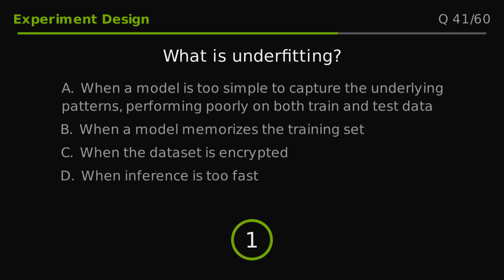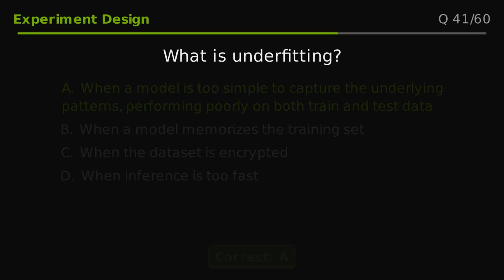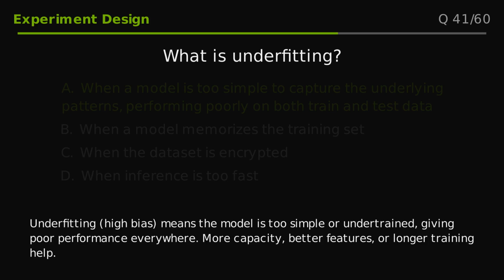The correct answer is A. Underfitting, or high bias, means the model is too simple or undertrained, giving poor performance everywhere. Lower capacity, better features, or longer training help.